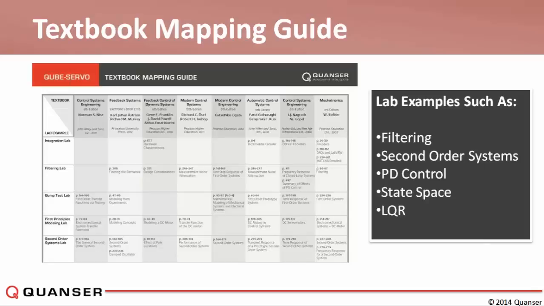With this textbook mapping guide, you can simply find the book that you're looking for along the top. Along the left-hand side, again, I don't have the full list displayed here on the screen, but you would find the lab example that you're looking for, and then you can map the offerings with the QUBE Servo directly to the particular section within the textbook that you're using, so that you can really get the examples from the textbook and the hands-on experience linked together.